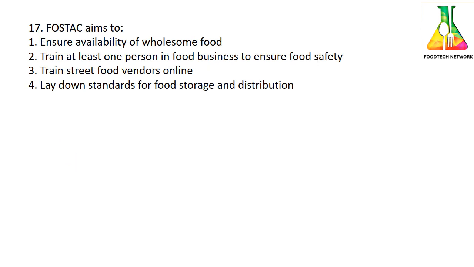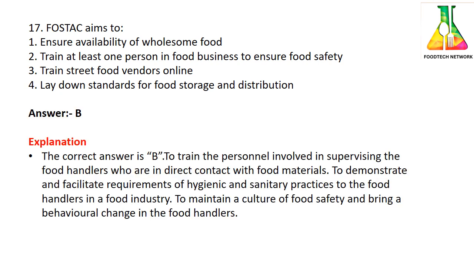Question number 17. FoSTaC aims to: option A, ensure availability of wholesome food; option B, train at least one person in a food business just to ensure food safety; option C, train street food vendors online; and option D, lay down standards for food storage and distribution. So the right answer is B, that is, train at least one person in a food business just to ensure food safety and its integrity.